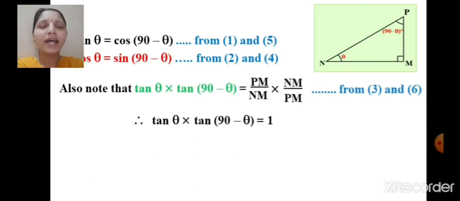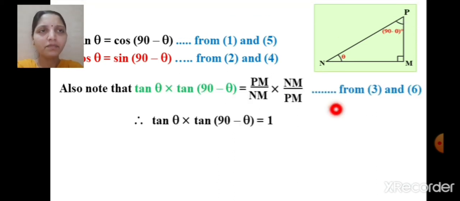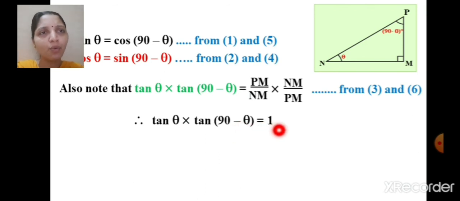Also note that tan theta into tan 90 minus theta, that is PM upon NM into NM upon PM, from equation 3 and 6, you will get the answer as, this NM and this NM will get cancelled, this PM and this PM will get cancelled. So you will get here tan theta into tan 90 minus theta is equal to 1.